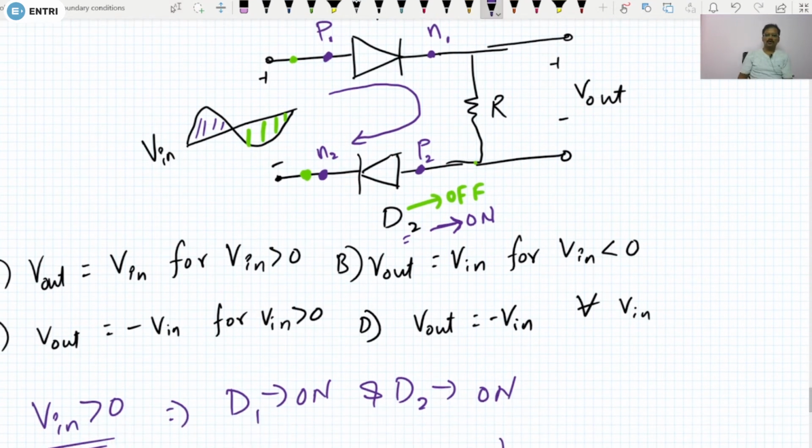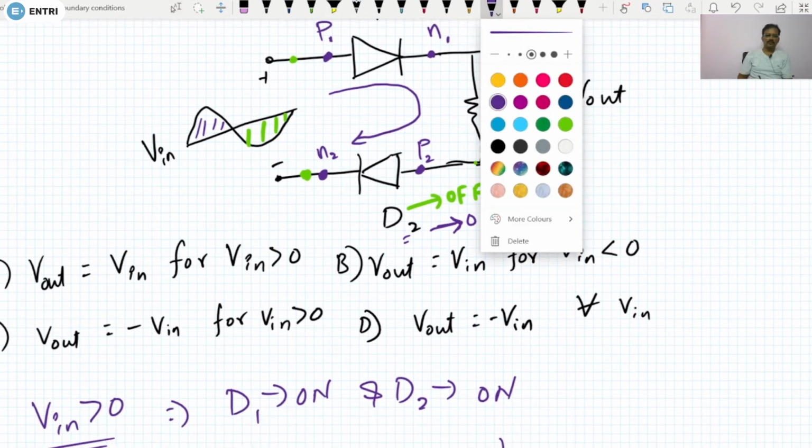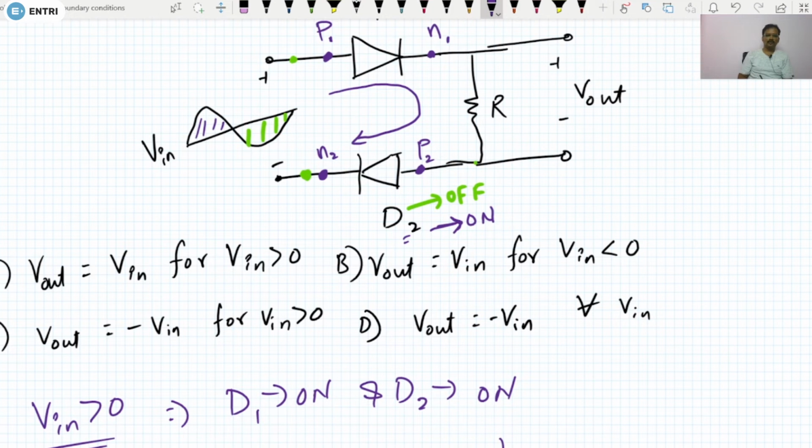Option A, they have given V out equal to V in for V in greater than 0. So option A is correct. Next, option B, what they have given? V out equal to V in for V in less than 0. For V in less than 0, V out must be equal to 0. So option B is wrong. Next, in option C, they have given V out equal to minus V in for V in greater than 0. No, V out equal to V in we got.